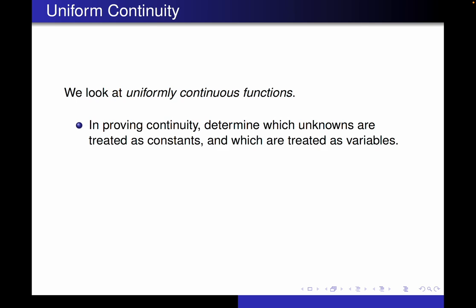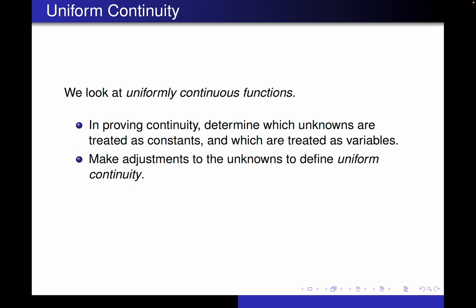In the last video, we talked about continuous functions, and in this video, we're going to talk about a special type of continuous functions called uniformly continuous functions. So we're going to step back and look at when we were proving functions were continuous and figure out which unknowns we were treating as constants and which we were treating as variables. We're going to make some adjustments to those assignments to define uniform continuity, and then we're going to work an example.